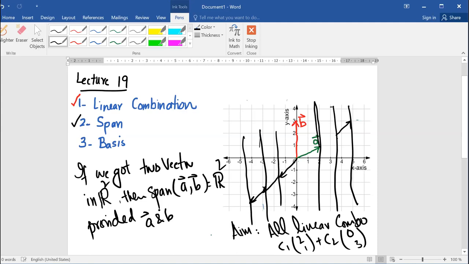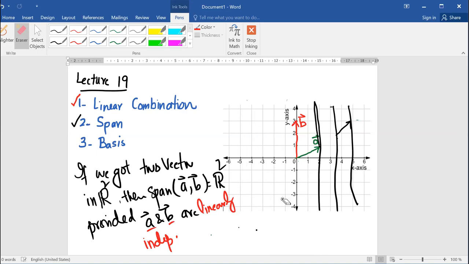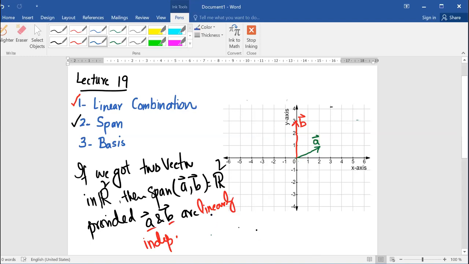A and B are, I will just emphasize it with a different color, linearly independent. So if A and B are linearly independent, then they will span the whole of R square. So when we say linearly independent, what we mean is that, let me explain this. What we mean by this is that none of the vectors is made from a linear combination of the other vectors. So A cannot be made from B by using any scalar multiple.